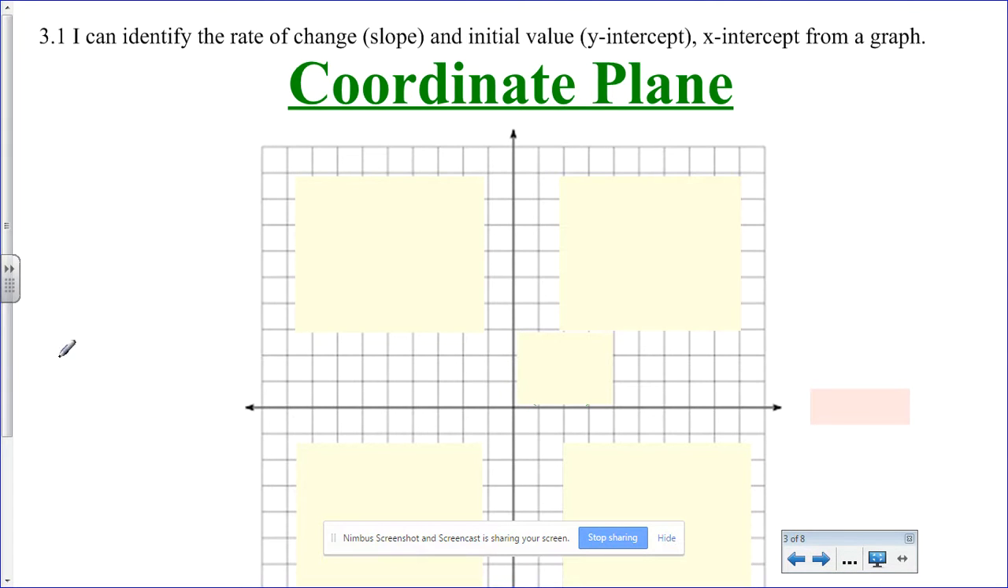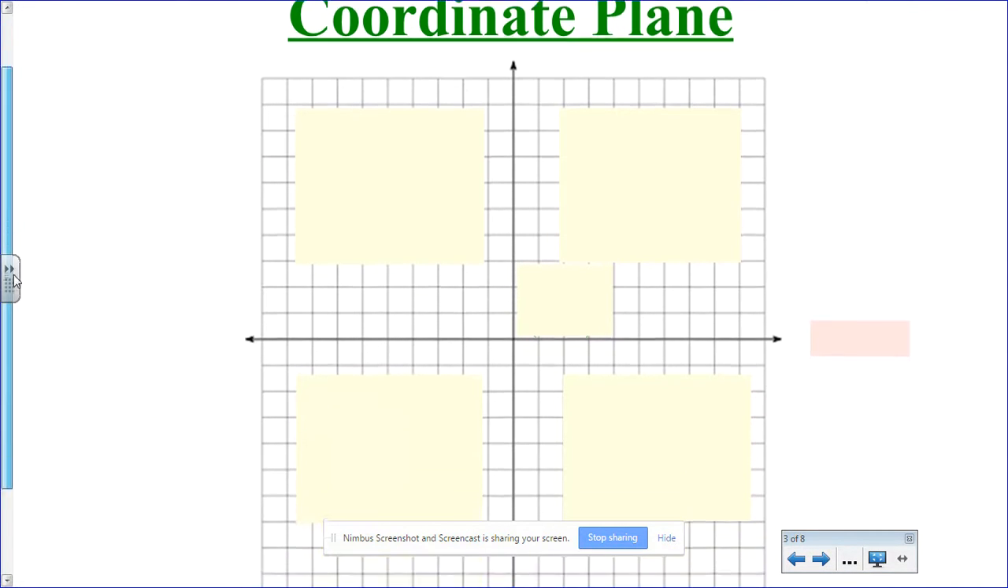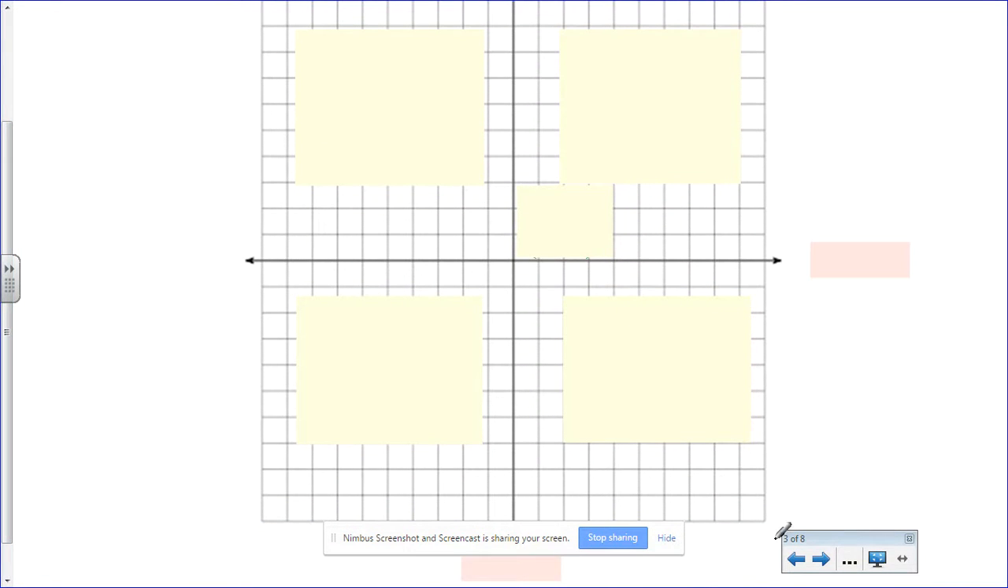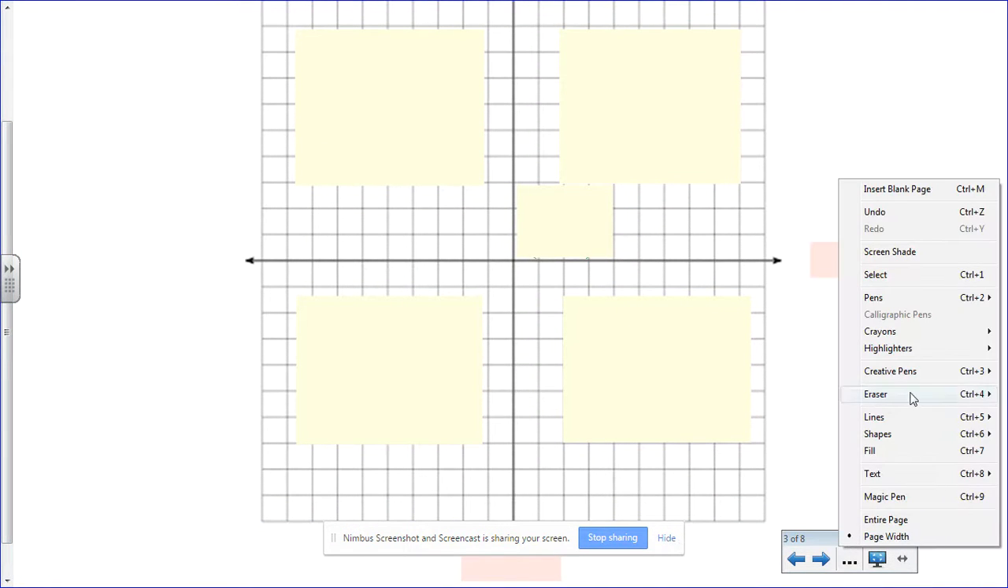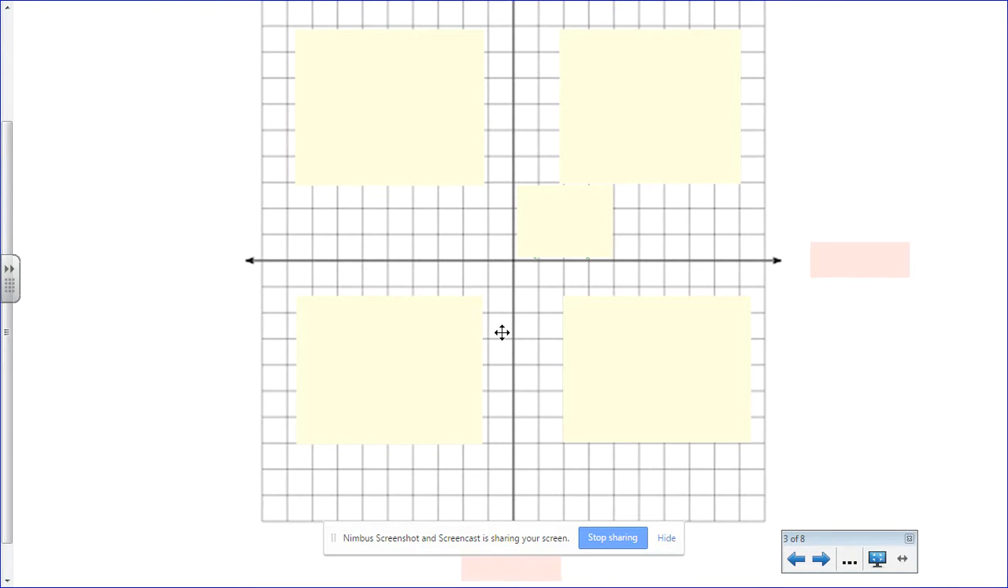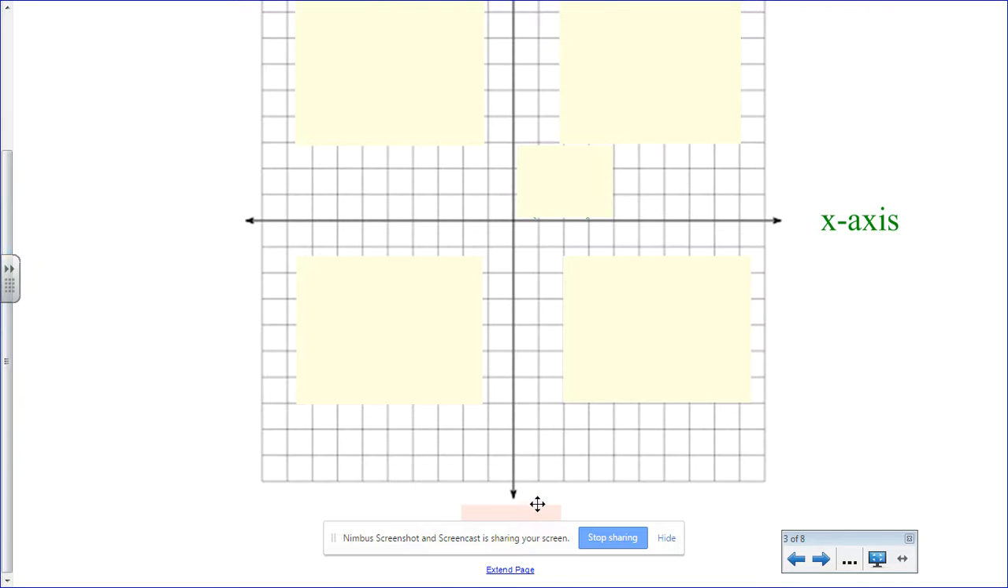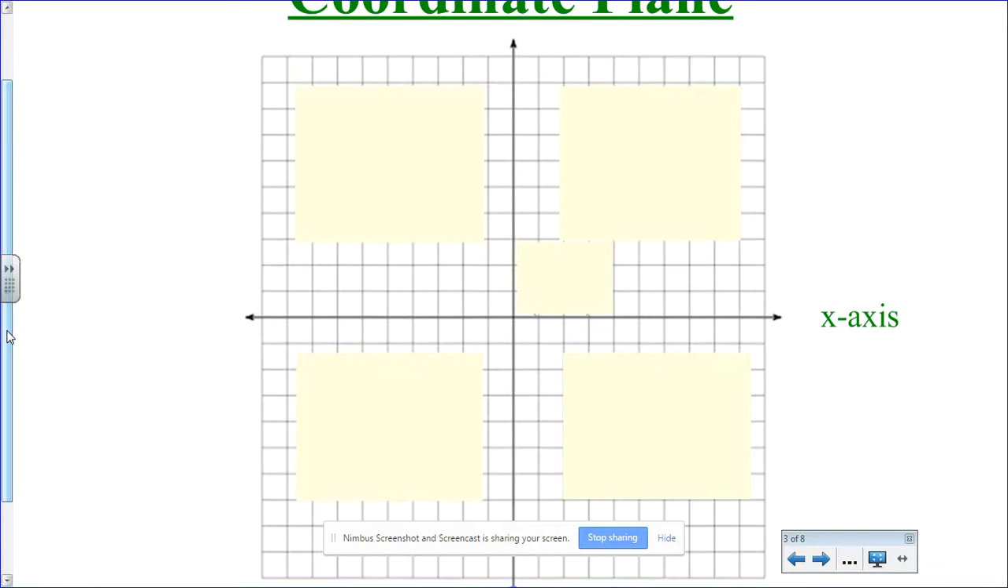So here's our coordinate plane. It is created by two axes that cross to generate 4 different areas. Our first axis is the one that goes sideways, and that's called our x-axis. The second one is the one that goes up and down, and that is called our y-axis. These cross at a special point called the origin, and that's where we have 0, 0. And they divide the graph into 4 sections called quadrants.